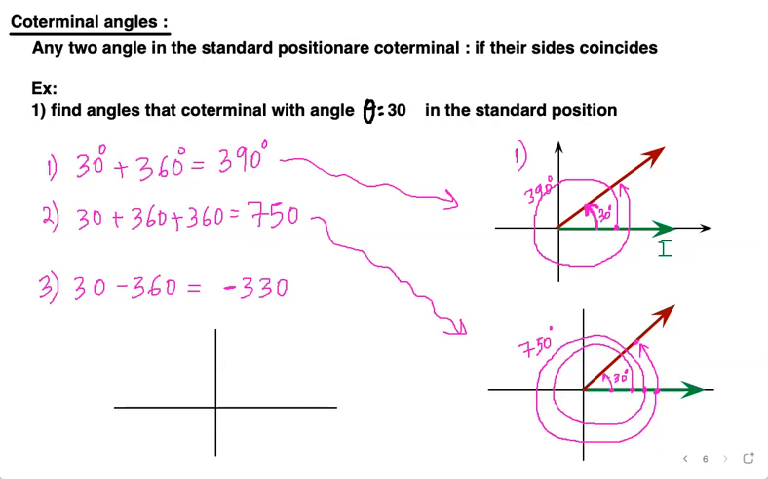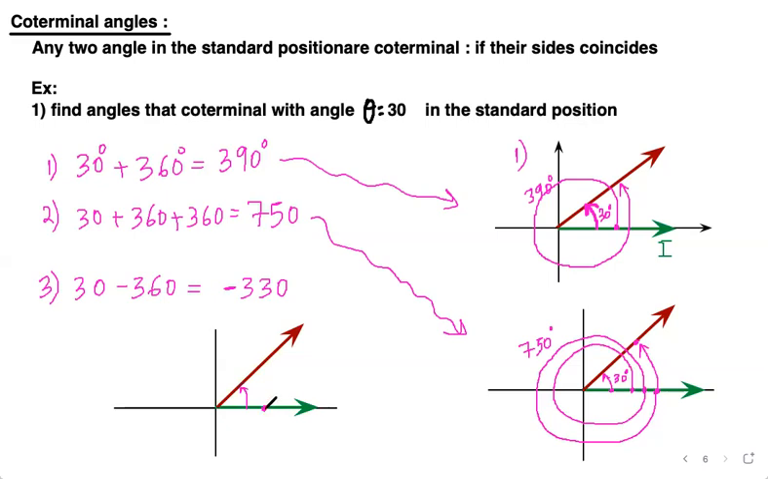Here's my initial side, and this is my terminal side, which is 30 degrees. Okay, now minus 330. So I have to start from the initial side. So this is first of all 30, this 30 degree. Now minus 330. I have to start from the initial side.